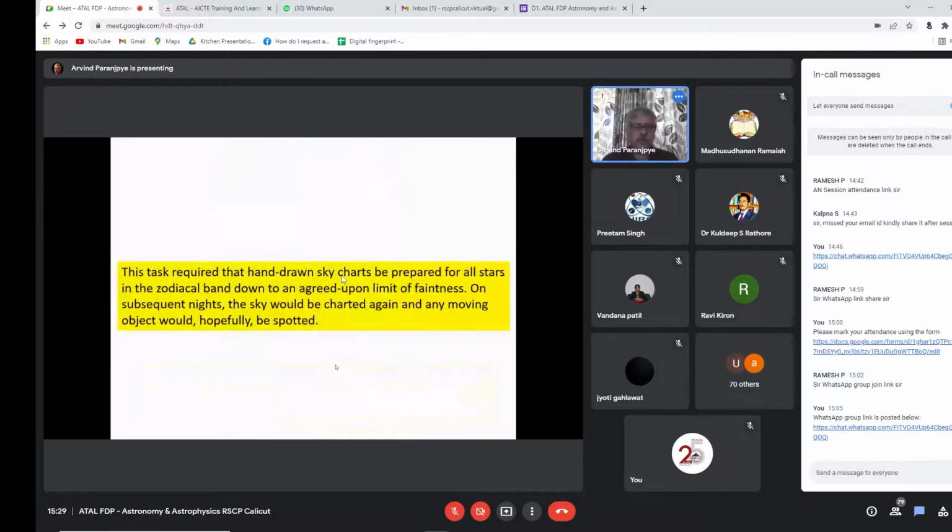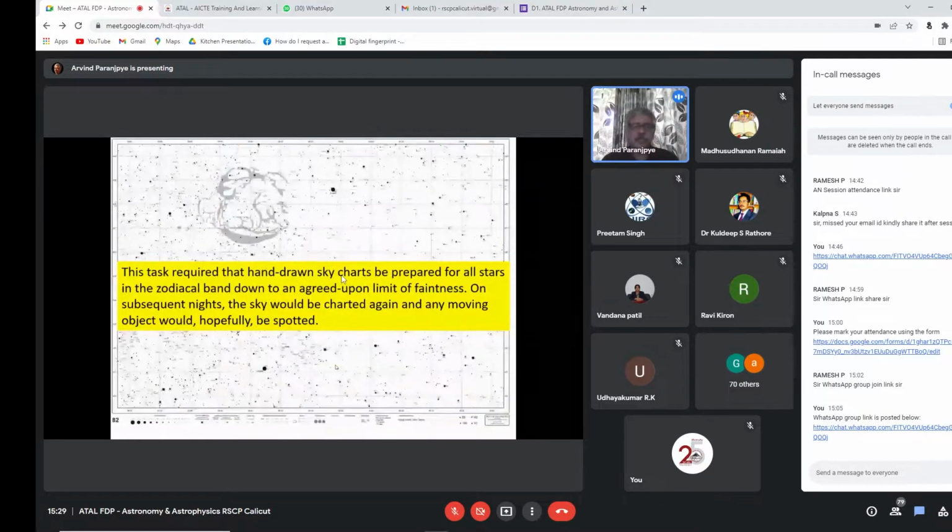Interesting it was. The task required that every astronomer have hand drawn sky charts. You see, at that time printing was not so common, and hand drawn sky charts were prepared for all the stars in what is called the zodiacal band. What is a zodiacal band? It is the path of the Sun across the sky, and all the planets are closer to the same plane in which Earth rotates around the Sun.